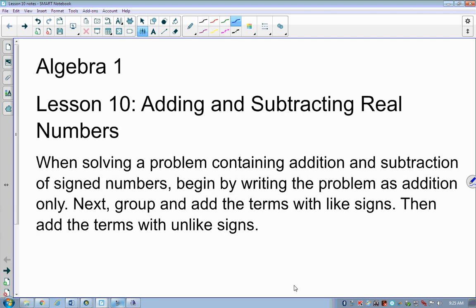This is the notes, the writing that this lesson gives you out of the book. When solving a problem containing addition and subtraction of signed numbers, begin by writing the problems as addition only. Next, group and add the terms with like signs. Then add the terms with unlike signs. And there's not a whole lot of description there. That's essentially all that they're giving you.